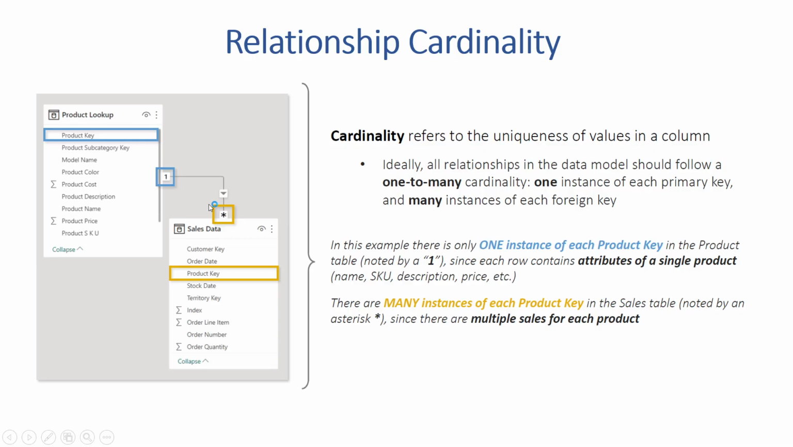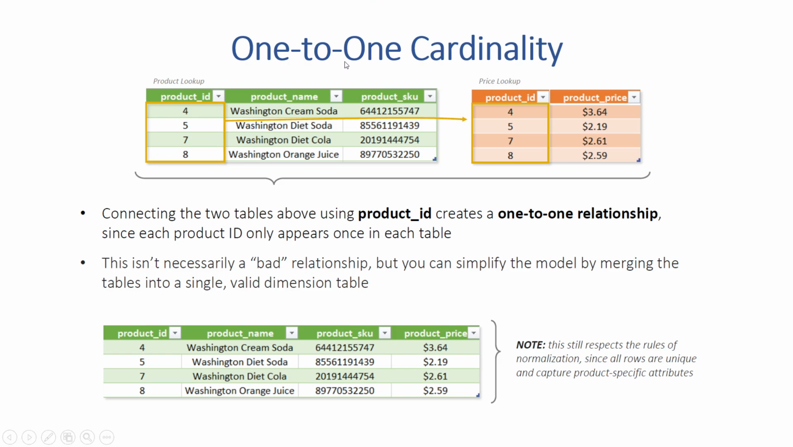So let's try to understand this. What is many to many? What is one to one? Let's take one to one first. In this one to one example, there is a product ID 1578 in the price lookup and the product lookup. One product ID matches one product ID. Connecting the two tables using the product ID creates a one to one relationship, since a product ID appears only once in each table.